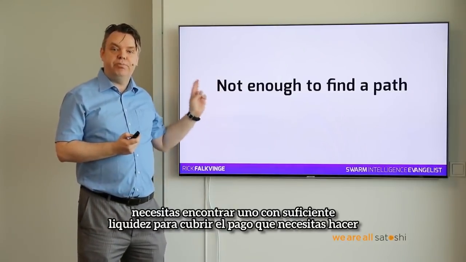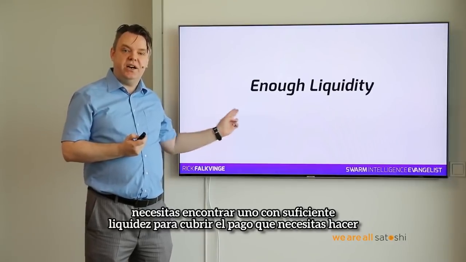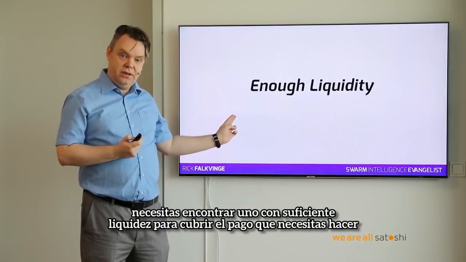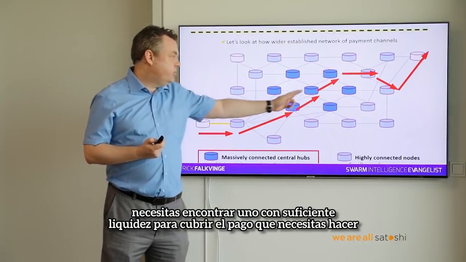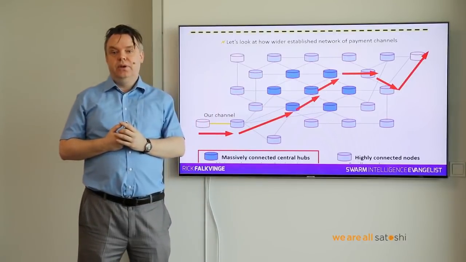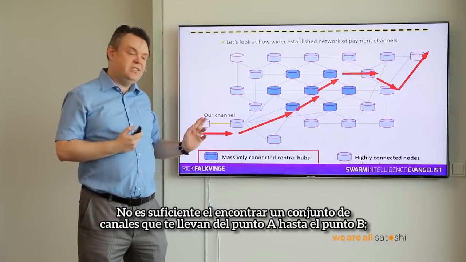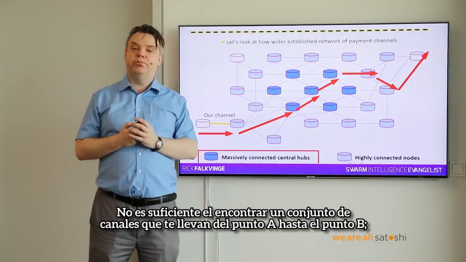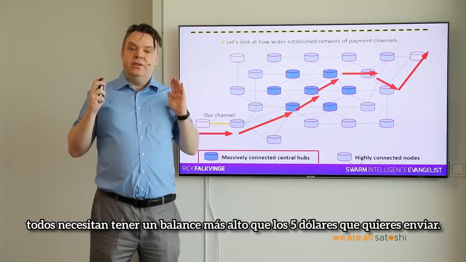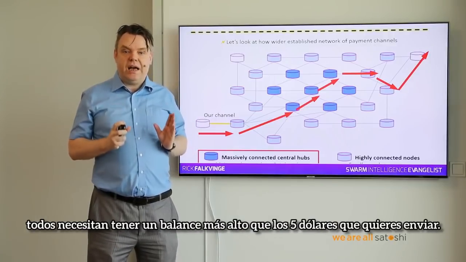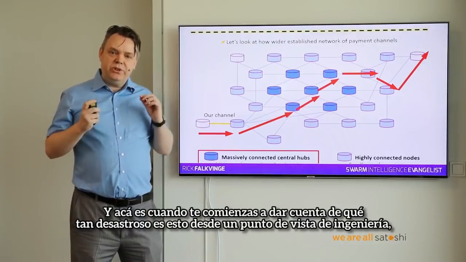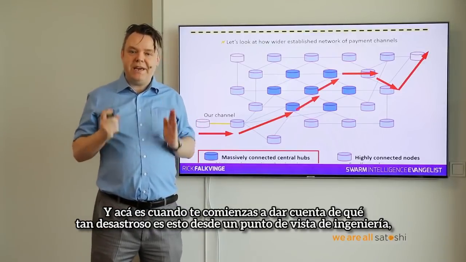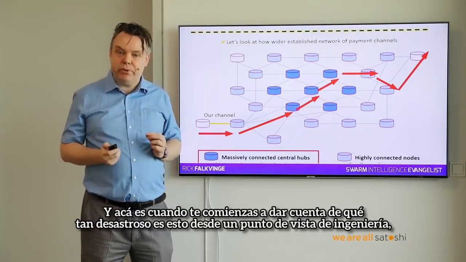You have to find a path that has enough liquidity to cover the payment you want to do. It is not enough to find a set of channels that take you from point A to point B. They must also all have a balance higher than the $5 you want to send. And this is when you start to realize just what a mess this is from an engineering standpoint.